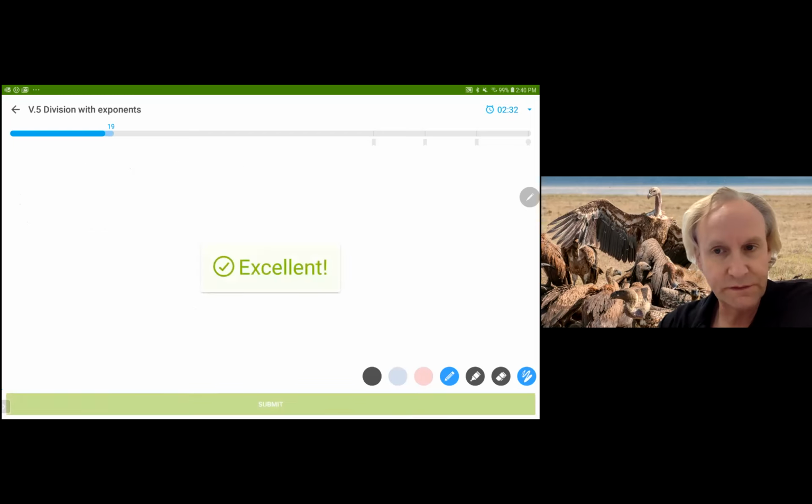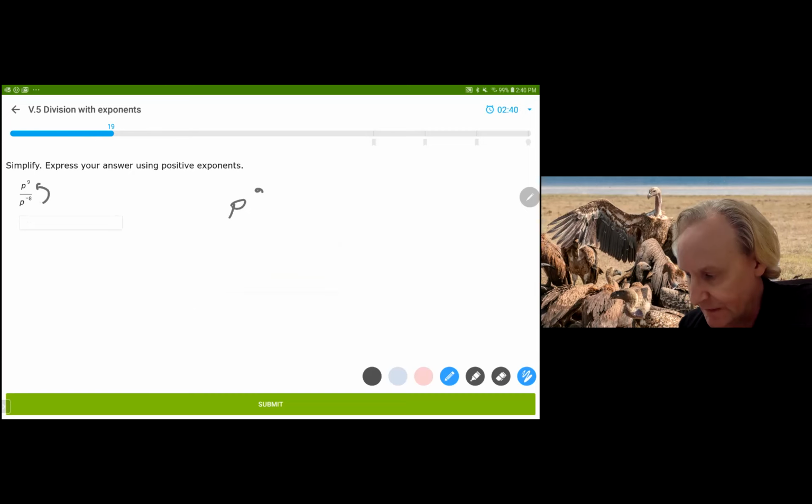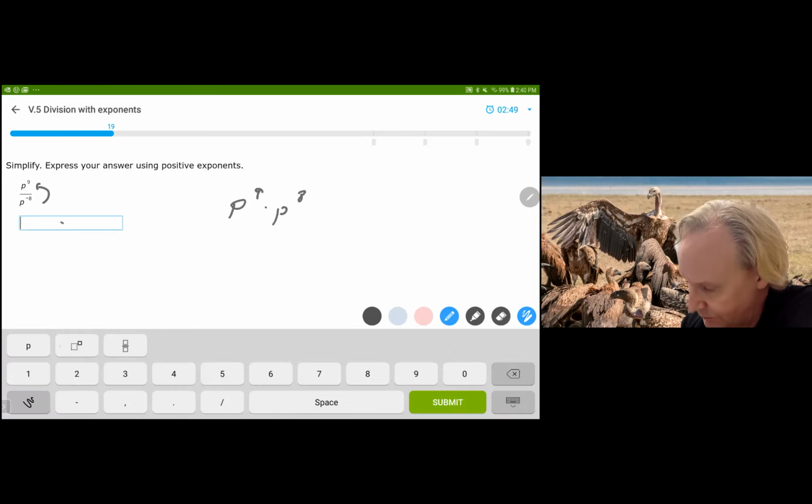All right, let's look at another one. Hopefully that wasn't too fast. Okay, same deal here. You can think of moving it to the numerator and you end up with p to the 9th times p to the 8th. Or you can think of it as subtracting the exponents, and that gives you that double negative and gives you p raised to the 17th.